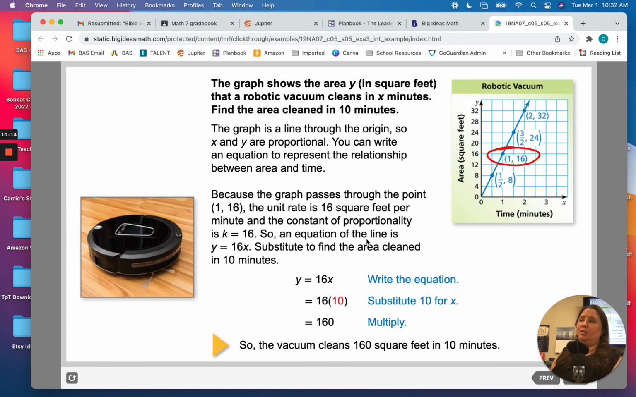Any questions on how we did this? How does that not make sense? You can't clean 160 minutes in 10 minutes. And put SQFT, yes, you may put SQFT. Square feet.